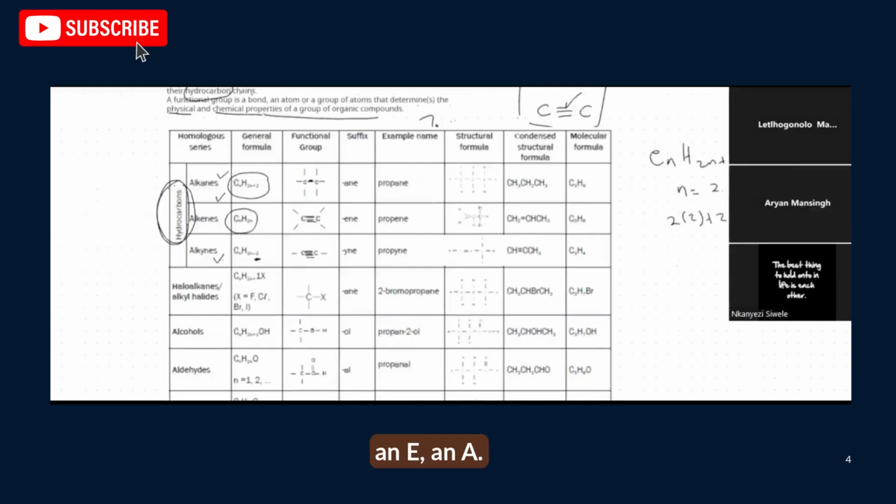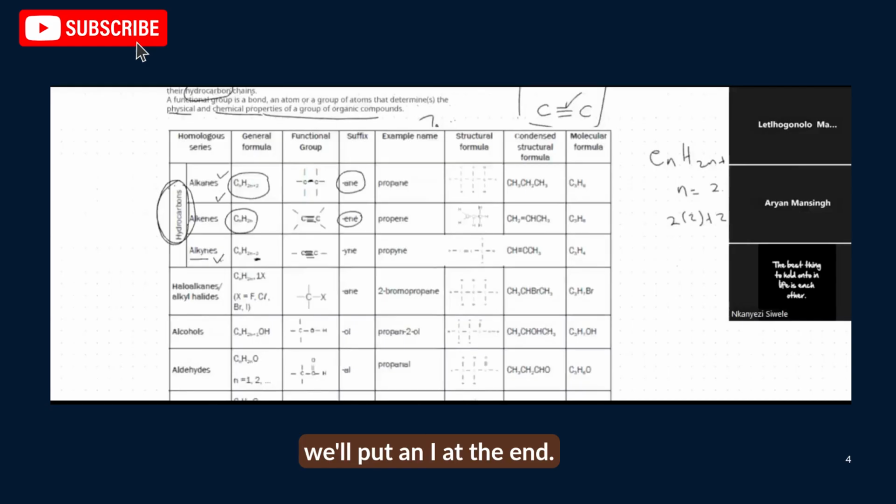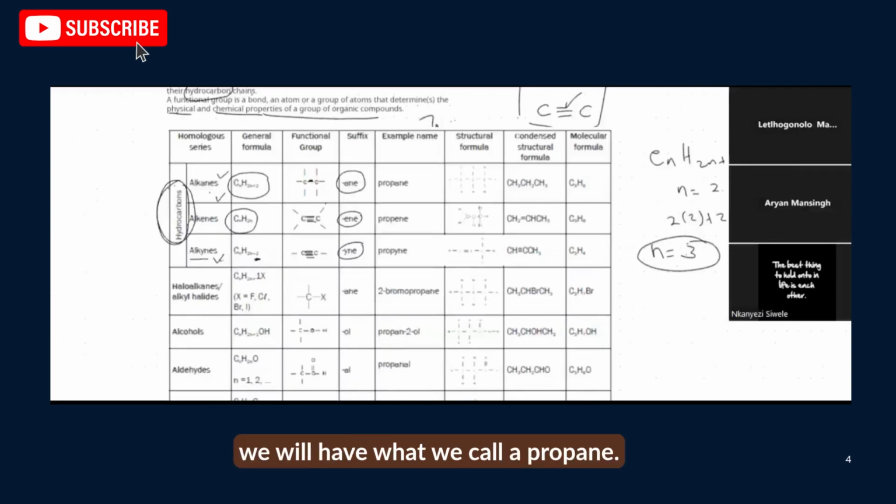So when we are naming our alkanes, we're going to put the suffix -ane at the end. If we are naming our alkenes, we'll put -ene, and if we're naming our alkynes, we'll put -yne at the end. So let us say that we have a hydrocarbon that has 3 carbons. For the alkanes, we will have what we call propane. For the alkenes, it will be propene, and for the alkynes, it will be propyne.